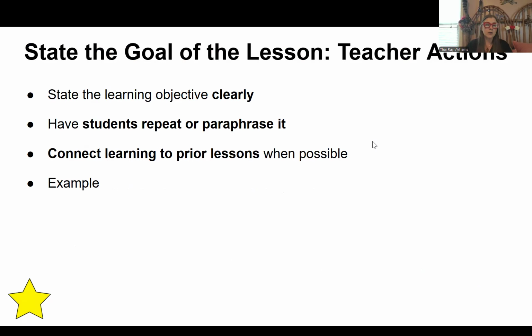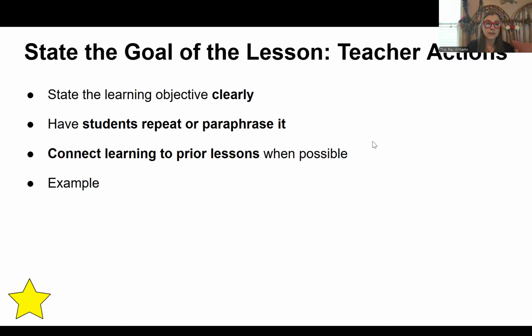All right. So when you are sharing that learning objective, what are your responsibilities? Well, you need to make sure that you state it clearly. You want to have your students repeat it or paraphrase it, which is why I'm having you write things in your own words. And then you want to make sure that learning objective connects to learning from prior lessons whenever possible, because you might be teaching something for the first time, although you can usually find connections with things like reading, writing, math, and communication.